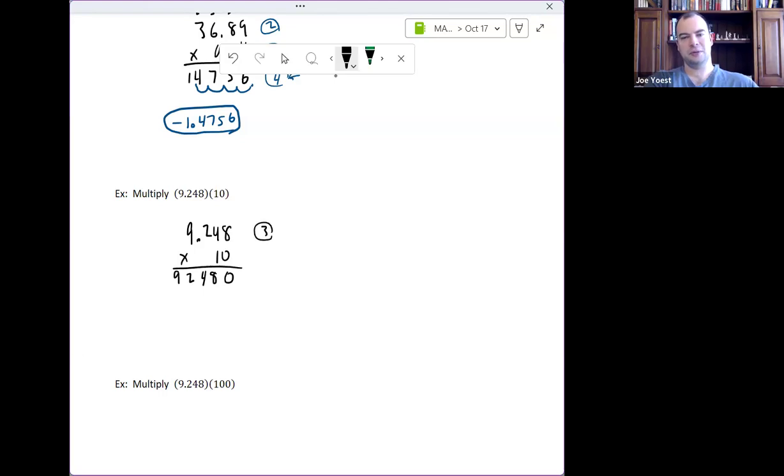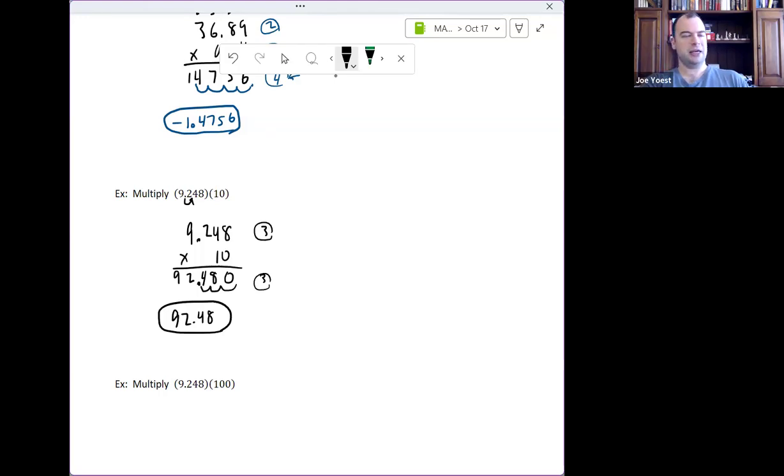I have 3 decimal places here, so I need 3 decimal places here. 92.480, or I'll just knock off that last 0, we don't need that. Effectively, this just moved the decimal point 1 place to the right.